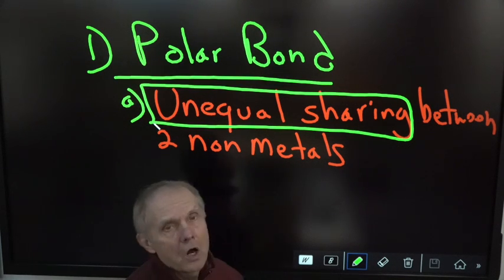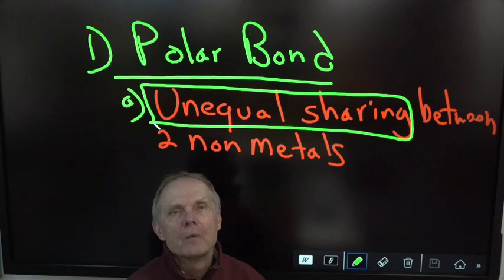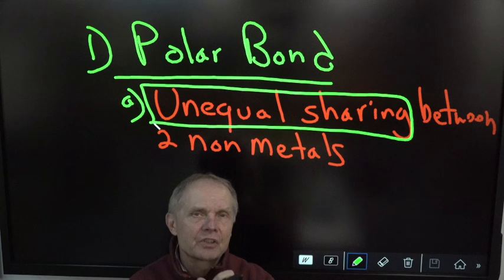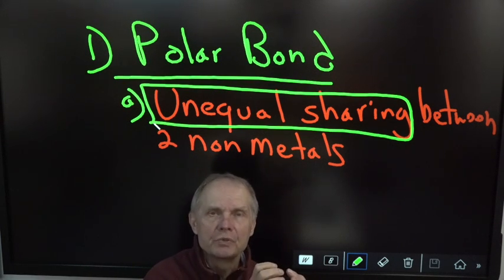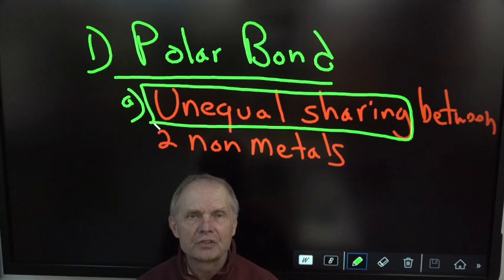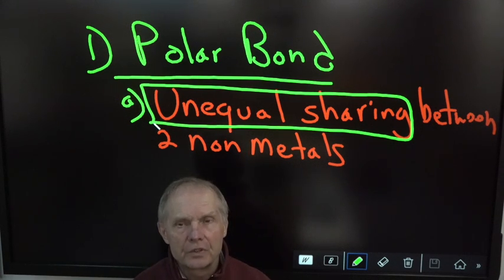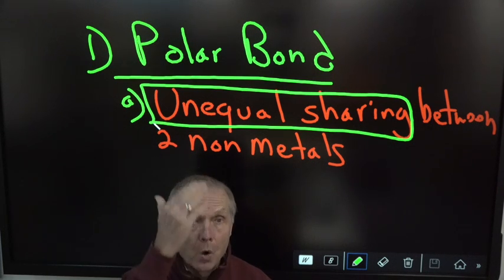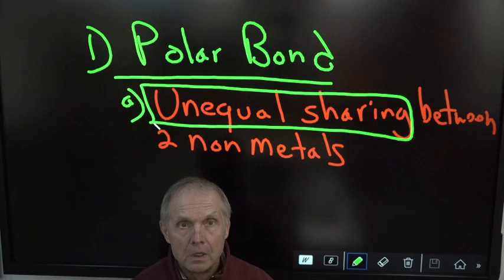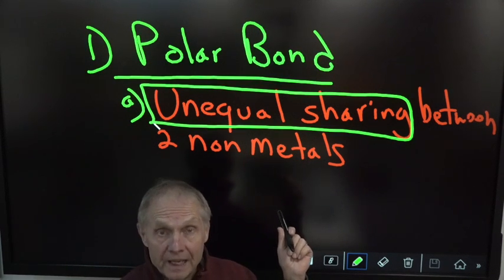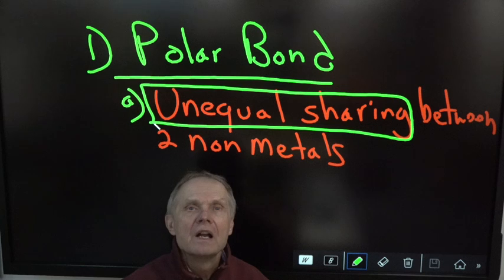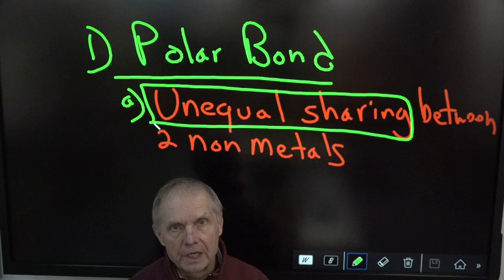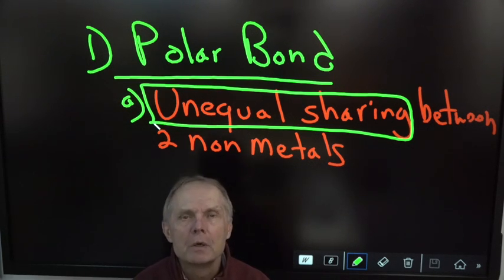So why do they call it a polar bond? Well, if one nonmetal pulls harder, that's going to be a slightly negative end for the one that pulls harder. The other end's going to be slightly positive. Well, it's just like the Earth. The Earth has a positive end and a negative end, but they don't call them that. They call it a pole, a North Pole and a South Pole. Well, this, if it has a positive end and a negative end, it's going to have a positive pole and a negative pole. Okay? That's why it's called a polar bond.